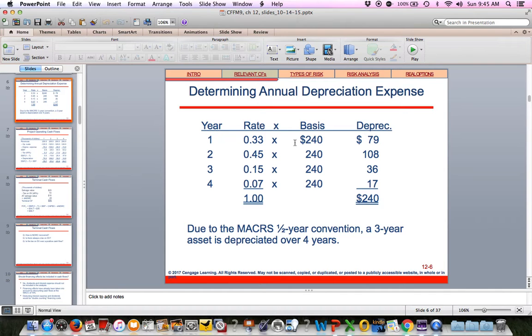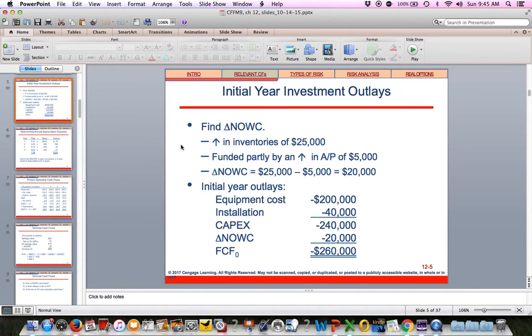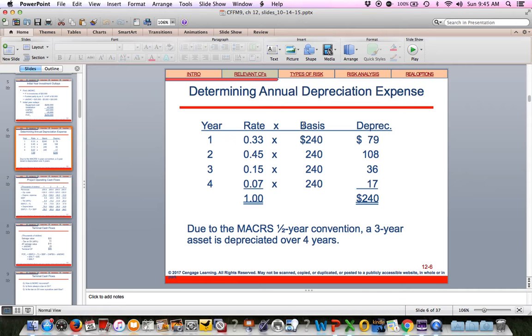Remember, the basis is not including the inventory number. The basis is the capital expenditure number. Okay, that's what we depreciate. We don't depreciate working capital. So the basis is 240, and my depreciation then ultimately ends up being 240.